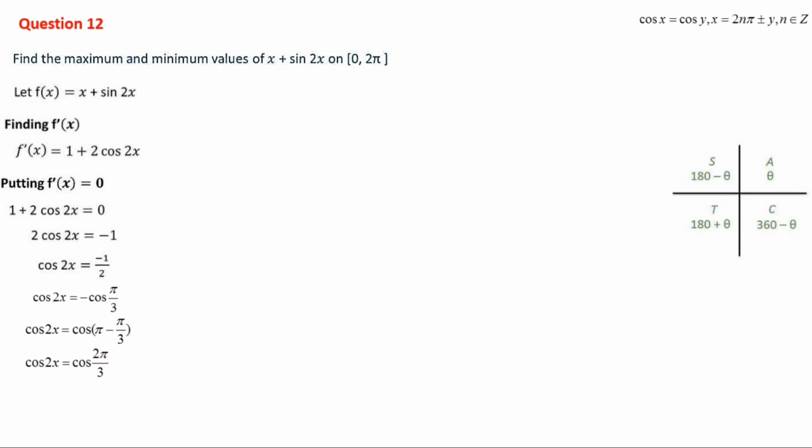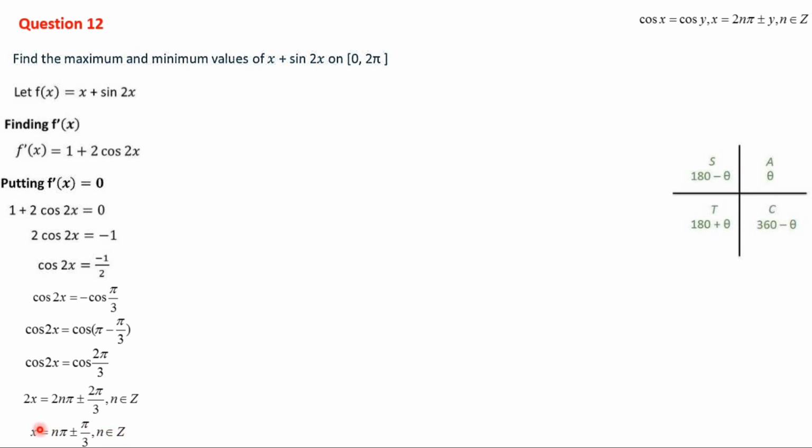And we have learned in class 11, if cos x is equal to cos y, then x is equal to 2n pi plus or minus y, n element of z. That formula we are going to use. Here instead of x, 2x is there. So 2x is equal to 2n pi plus or minus y, here 2 pi by 3. So 2 is common everywhere, cancel it. x is equal to n pi plus or minus pi by 3, n element of z.